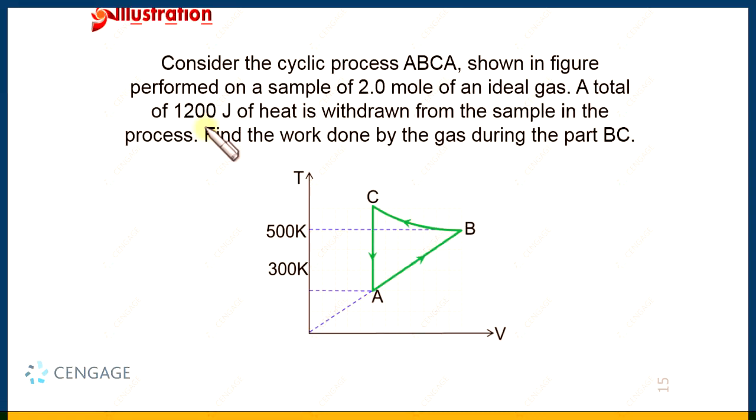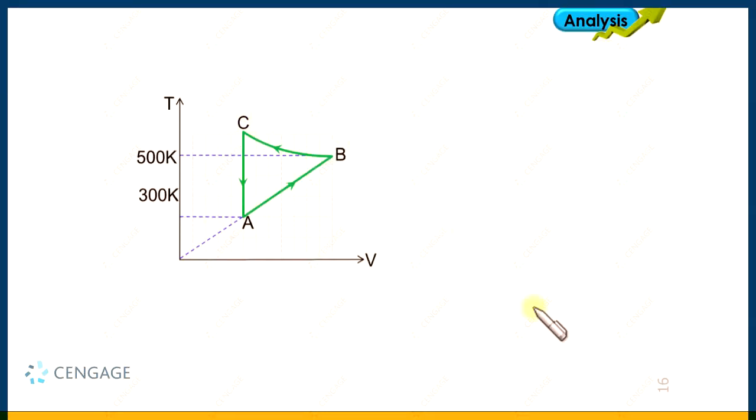If heat is added to the system, it should be substituted with the positive sign. If it is removed from the system, it should be substituted with the negative sign. So, Q equal to minus 1200 joule for the process.